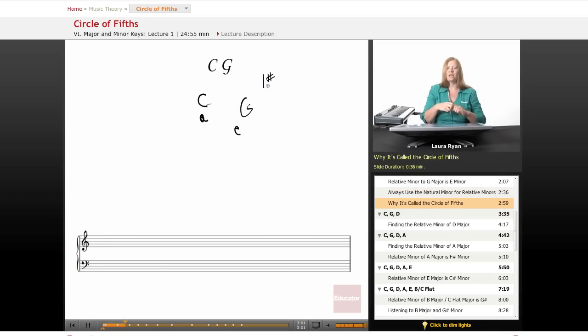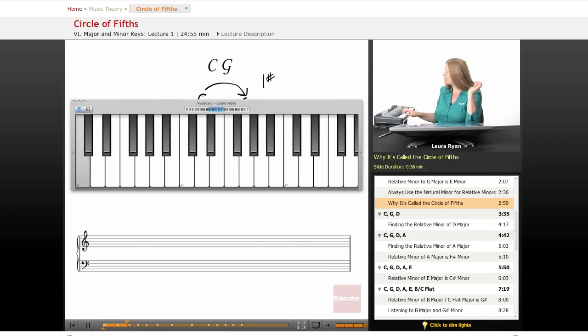So let's get into why it's called the circle of fifths. G is the fifth note of the key of C. That's it. So let's go back and figure out how that works. Here's the key of C, right? One, two, three, four, five. Okay, G. G is the next key.